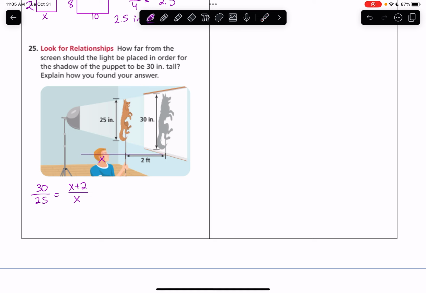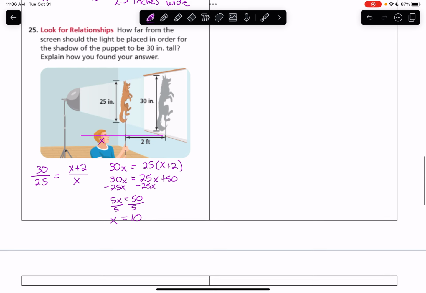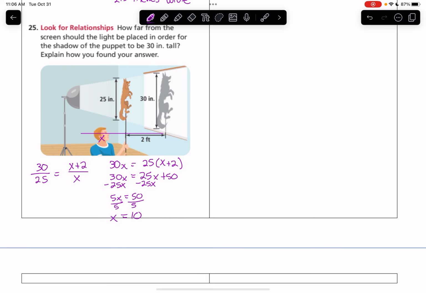Then we can cross multiply. We get 30x equals 25 times x plus 2. And we can solve this. 30x equals 25x plus 50, minus 25x. And that is going to give us 5x equals 50, divided by 5. x equals 10. We check our question. How far from the screen should the light be placed in order for the shadow to be 30 inches tall? That was x plus 2. So 10 plus 2 equals 12 feet.